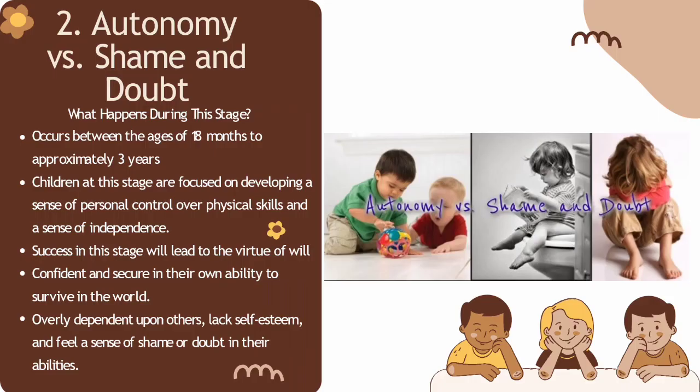Autonomy versus shame and doubt. This stage occurs between the age of 18 months to approximately 3 years. Children at this stage are focused on developing a sense of personal control over physical skills and a sense of independence. Success in this stage will lead to the virtue of will, confident and secure in their own ability to survive in the world. Those who fail become overly dependent upon others, lack self-esteem and feel a sense of shame or doubt in their abilities.